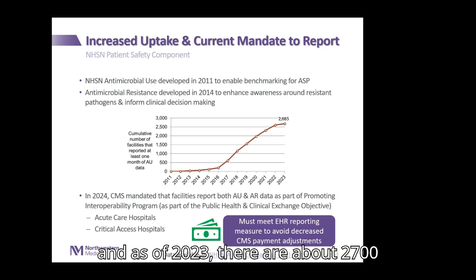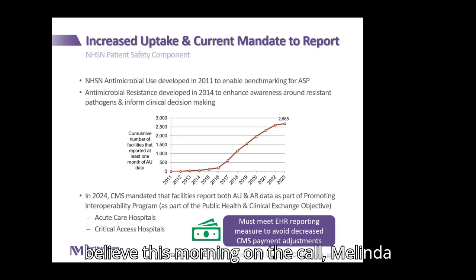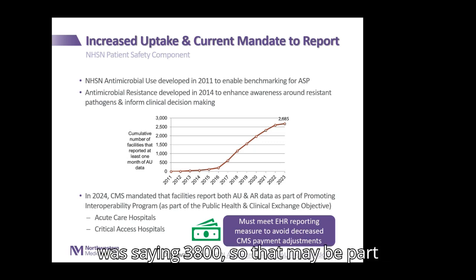As you can see here, so there's been an uptick over time, especially around the year of 2017. And as of 2023, there were about 2,700 facilities reporting data to AU. I believe this morning on the call, Melinda was saying 3,800. So that may be part of this recent mandate from CMS. So we'll be interested to confirm that figure.